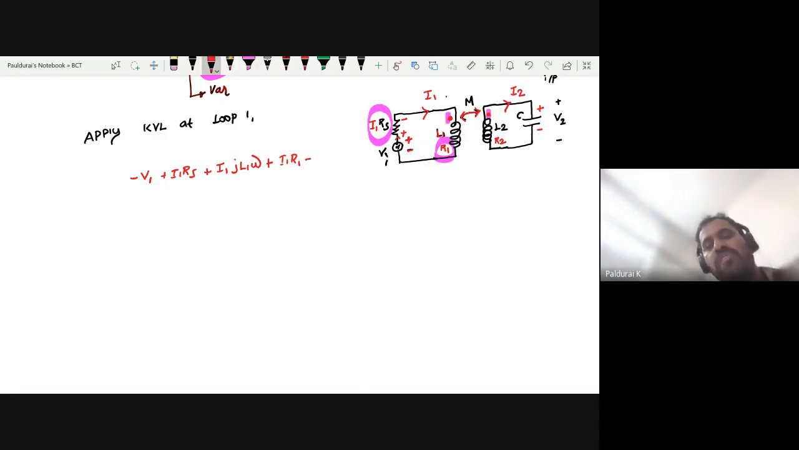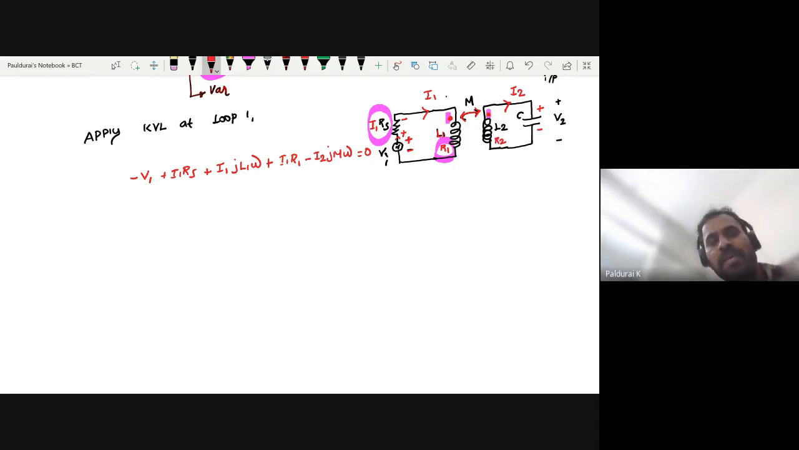What is the voltage drop because of that mutual? V equals I times R. This time I is because of the current which is flowing through loop 2, which will generate EMF at loop 1, that is your mutual. So I2 and j, this time this is M omega, right? Got my point? I started from source minus V1, then voltage drop across RS, then voltage drop across inductor, then voltage drop across the internal resistance of the inductor, then finally voltage drop because of mutual inductance, right?